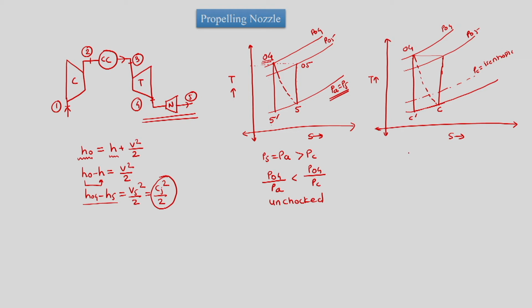However, in the other case PC is greater than PA, and we have P04 upon PA greater than P04 upon PC, and so this is a choked nozzle. Having said this, we will work out the efficiency of this nozzle.